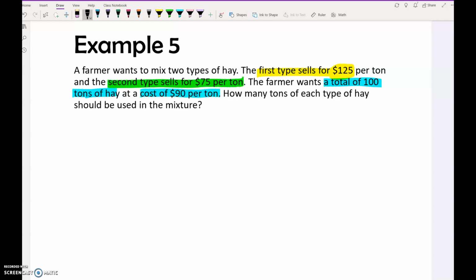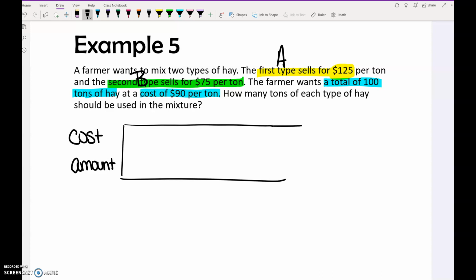Okay, there's a couple different pieces of information that I see here. One of them is there's definitely information about the cost of things. There's also information about the amount of hay. We're going to call this first type type A and the second type type B. So I'm going to make a little table here. We're going to have information about type A, information about type B, and then I also see information about total. There's total cost and there's total amount of hay.